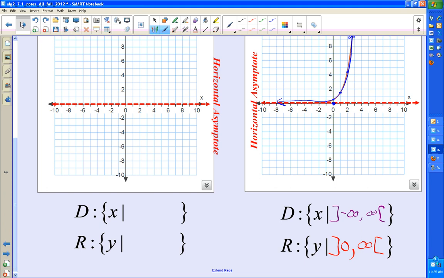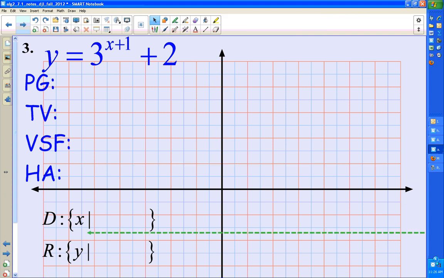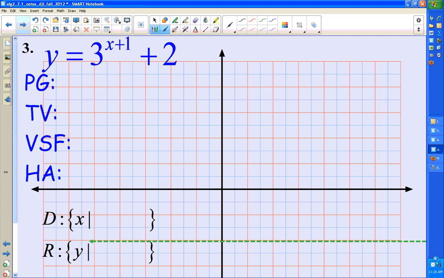Domain is all reals. For exponentials, it's always all reals. Domain is always all reals. And then your range is going to be restricted based on where your asymptote is. If you look at this one, we have y equals 3 times x plus 1 in the exponent position plus 2.